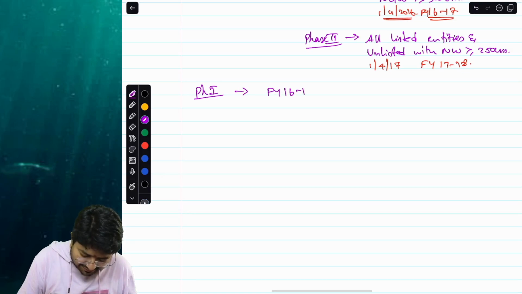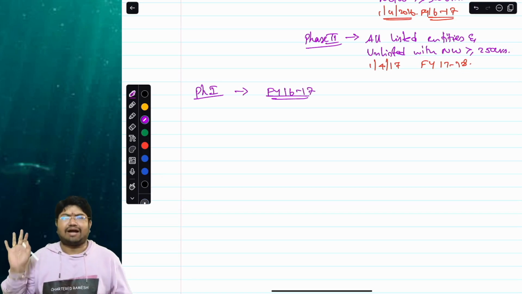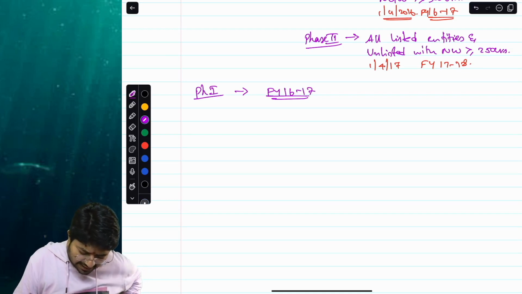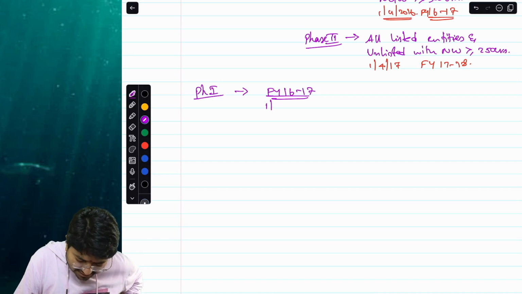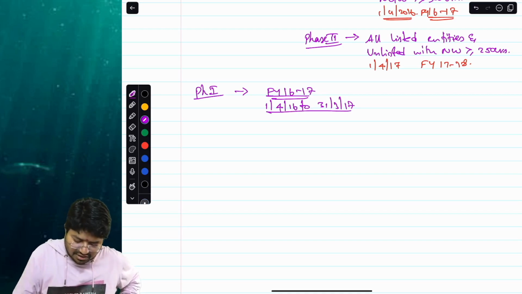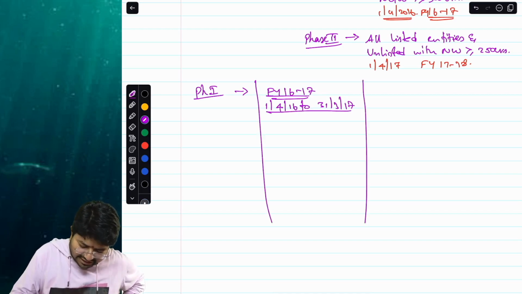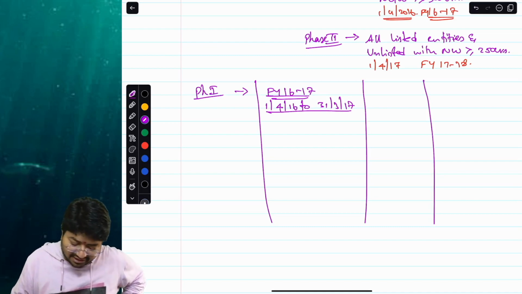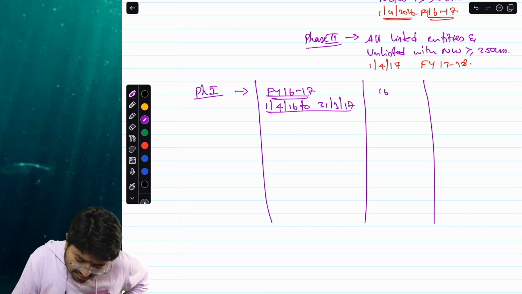Financial year 16-17, you have to adopt Ind AS. If you have to adopt Ind AS, that means your financial year is 1/4/2016 to 31st March 2017. This is your financial statements column. Okay, this is particulars, financial year 16-17. Comparable is to be 15-16.